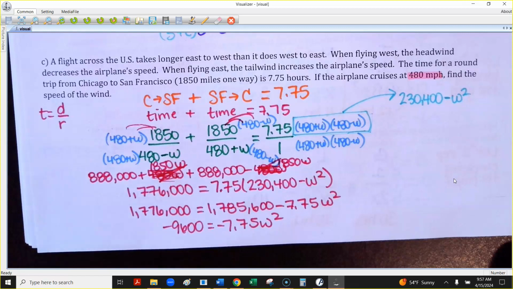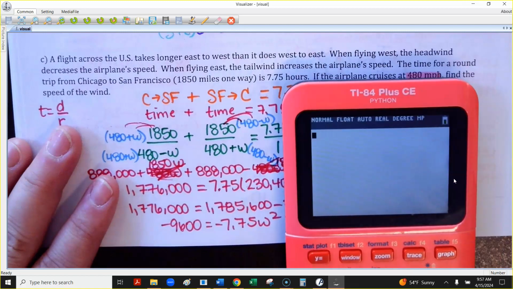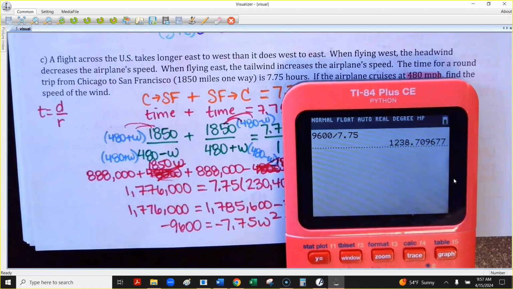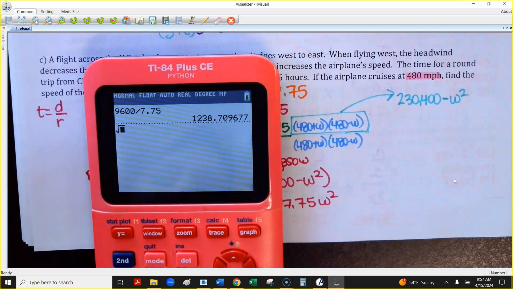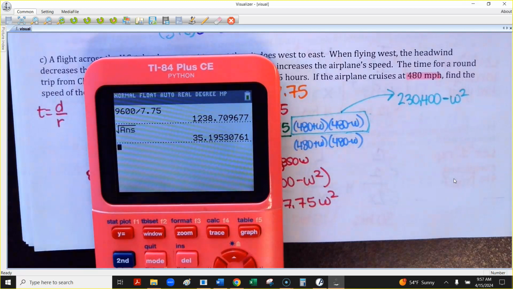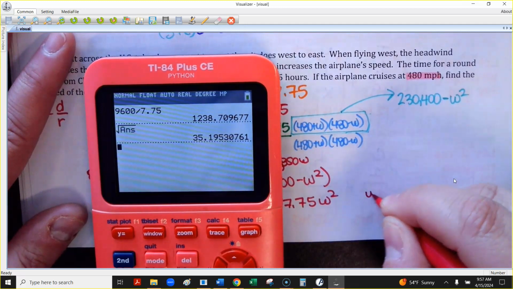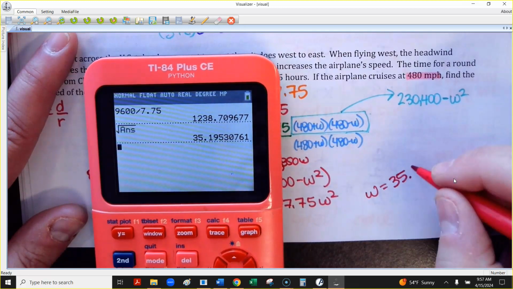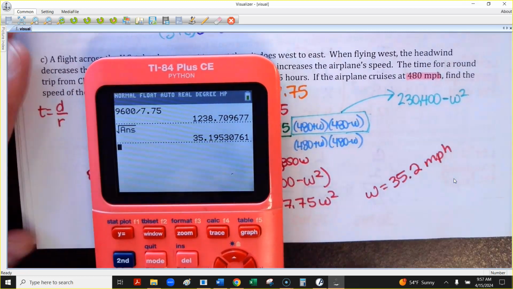Now, once you're here, I'm just going to do this on my calculator screen. The negatives are going to cancel out. So I'm going to take that 9,600 divided by 7.75. Now, that's equal to W squared. So this is not a nice number. So I'm going to take the square root of this to get my answer. And we do not want to take the square root and get a negative here because W represents the wind speed. So we can't have a negative answer. So for the wind speed here, we're just not going to do plus and minus. And it doesn't tell me what to round to, so I'm just going to go one decimal place here. Let's say about 35.2 miles per hour would be the speed of the wind.